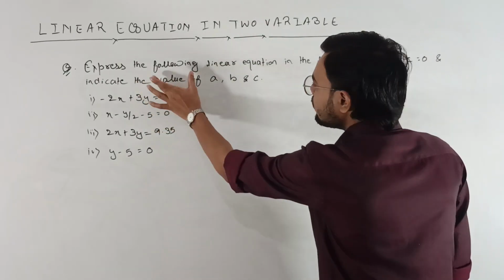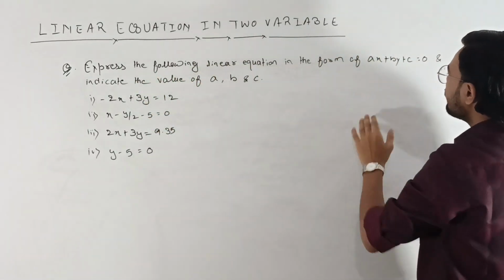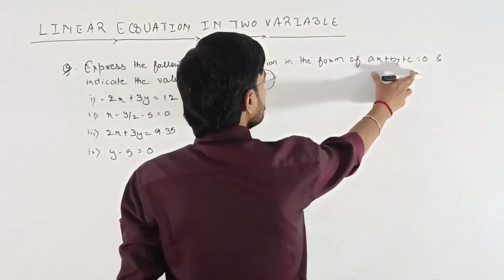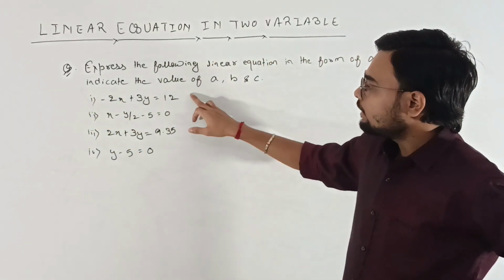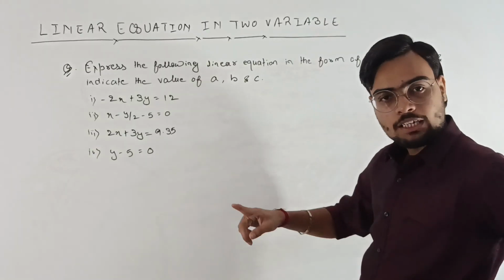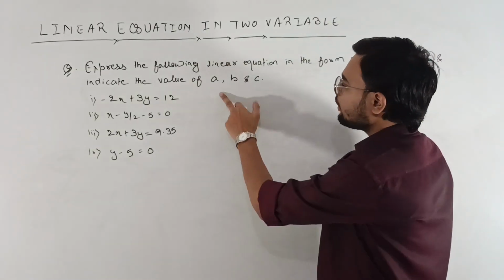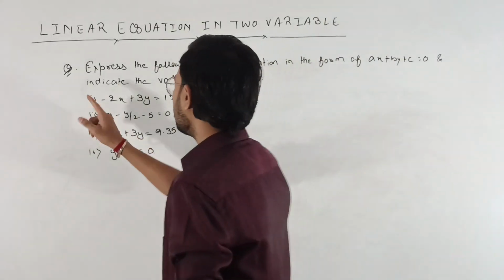The question is: express the following linear equations in the form ax plus by plus c is equal to 0 and indicate the values of a, b and c. We have to write these all in general form. Then after writing the general form, we have to write the values of a, b and c. Okay, so let's do it.